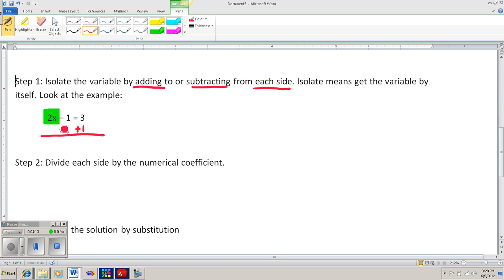And what happens when I add 1 to -1? I get a 0 pair. So really all I have now on the left is 2x. I could write +0, but that doesn't really mean anything. 2x plus 0 is the same as 2x. So I'm going to then put my equal sign, and on the right side of the equation I added 1, and I get 4. Okay, so now I have my first step.